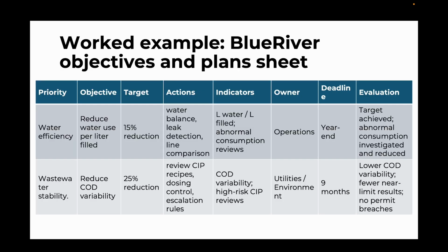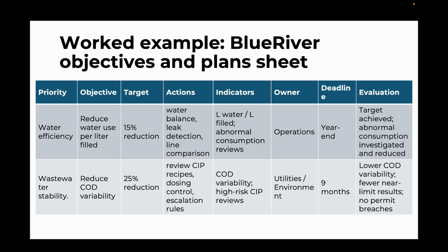Let's see this example for BlueRiver. So the first priority is water efficiency. The objective is to reduce water use per liter filled. The target may be a 15% reduction. The indicators include liters of water per liter filled and abnormal consumption review. We have also there the actions, the deadline, and the evaluation.